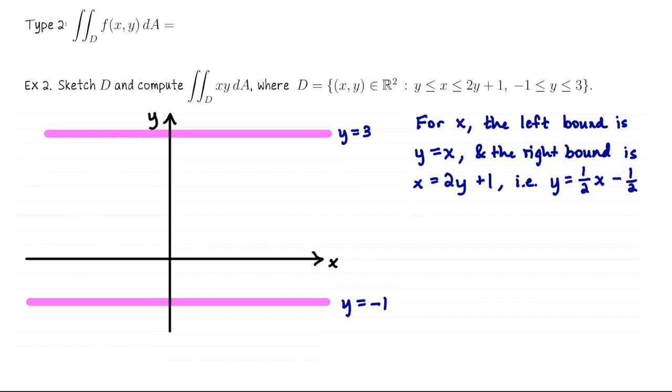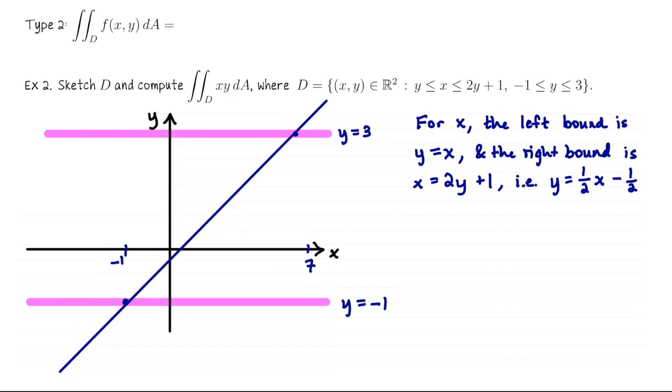We could go ahead and plot these lines, but I would first like to see what the x values are when y equals negative 1 and 3. When y equals negative 1, x is negative 2 plus 1, so x is negative 1. Then when y is 3, x is 6 plus 1, so x is 7. Okay, so that's our line x equals 2y plus 1.